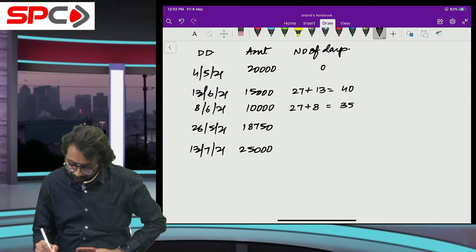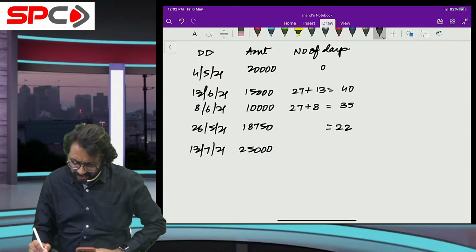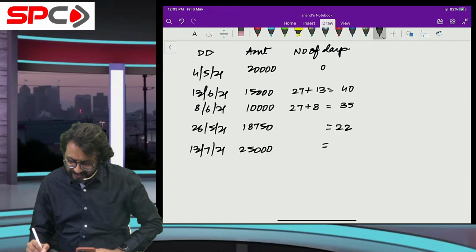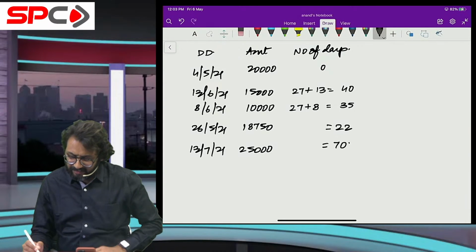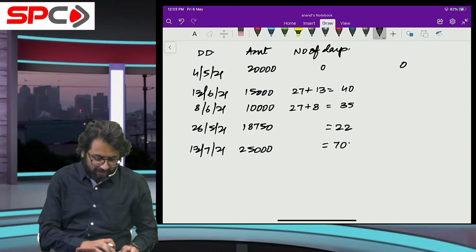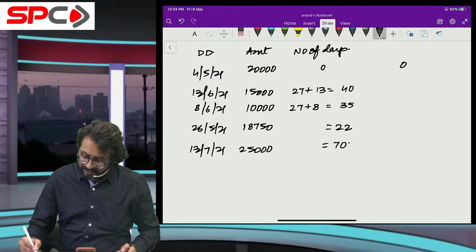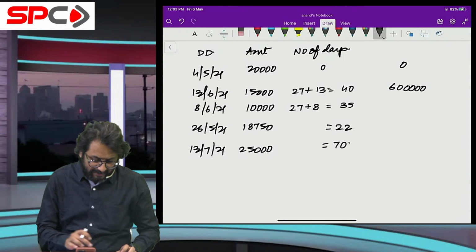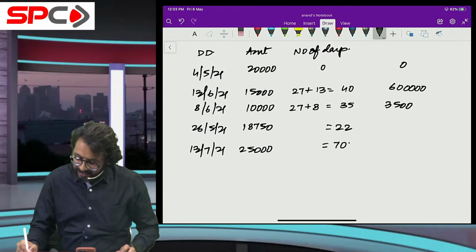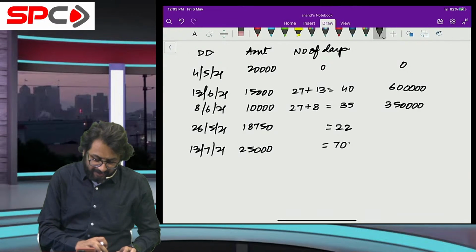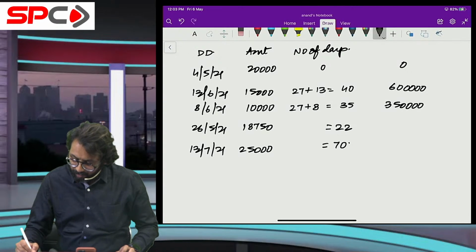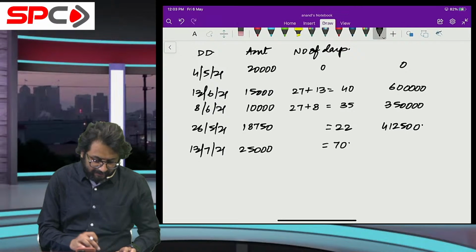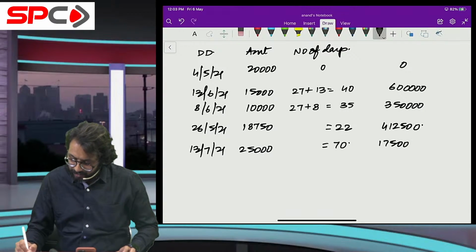I'll say, hey, I have solved this question yaar. Amount change hai. And what are the number of days here? 70. Now I simply multiply 15,000 into 40, 6 lakh, then 10,000 into 35. How much, friends? 3,50,000. Then 18,750 into 22. How much is that? 4,12,500. What about this? 25,000 into 70. 17,50,000. Do you take the total of this?